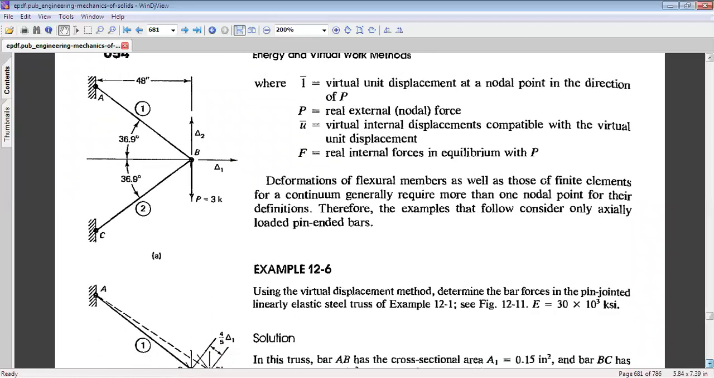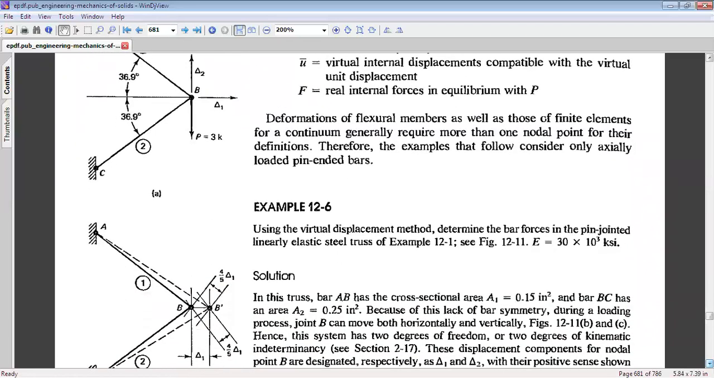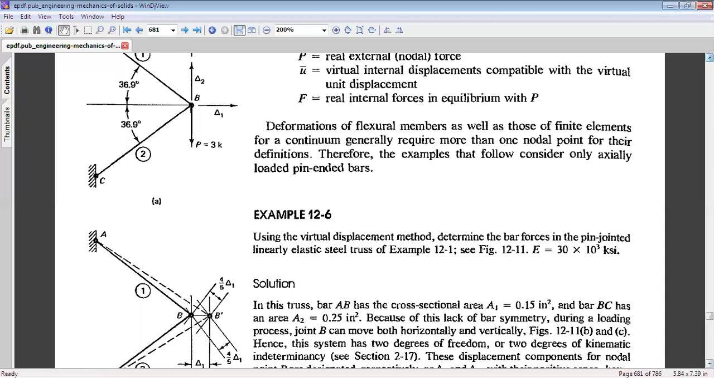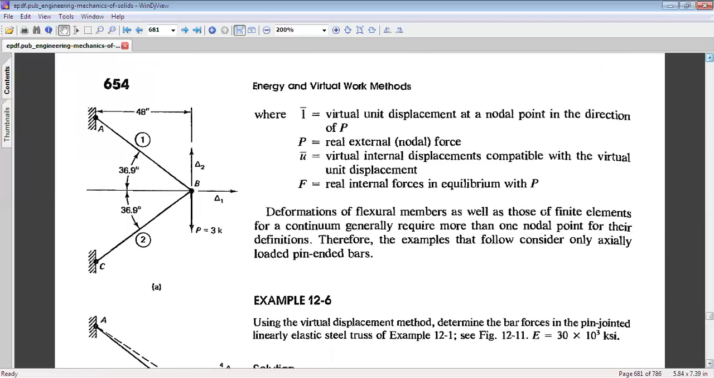So we are discussing now example 12.6, which says, using the virtual displacement method, determine the bar forces in the pin-jointed linearly elastic steel truss of example 12.1. So here is the truss A, B, C. Here we can see that a load of 3000 pound is being applied at point B. We want to find out what are the forces which would get developed in links AB and BC.